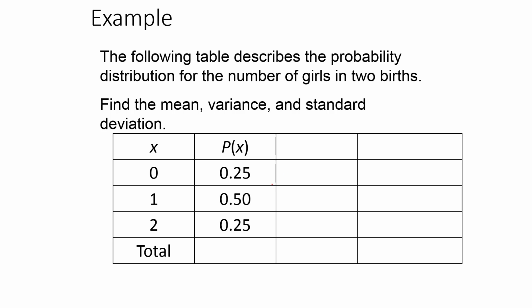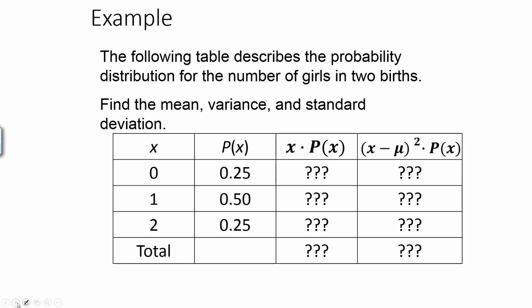Now what was the formula? How do we find the mean? Remember, those formulas are telling you a procedure. X times P of X and add it up is what it said. So I'm going to need an X times P of X column in order to find the mean. And to find the variance and the standard deviation, I'm going to need an x minus mu squared times P of X column. But let's focus on finding the mean first.